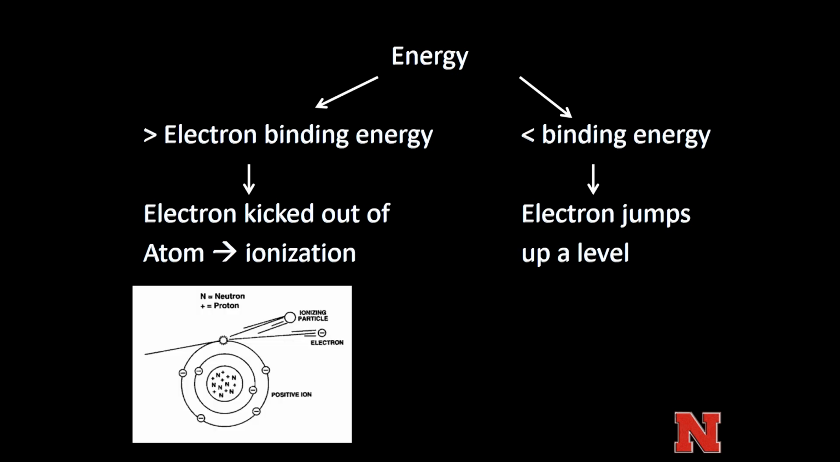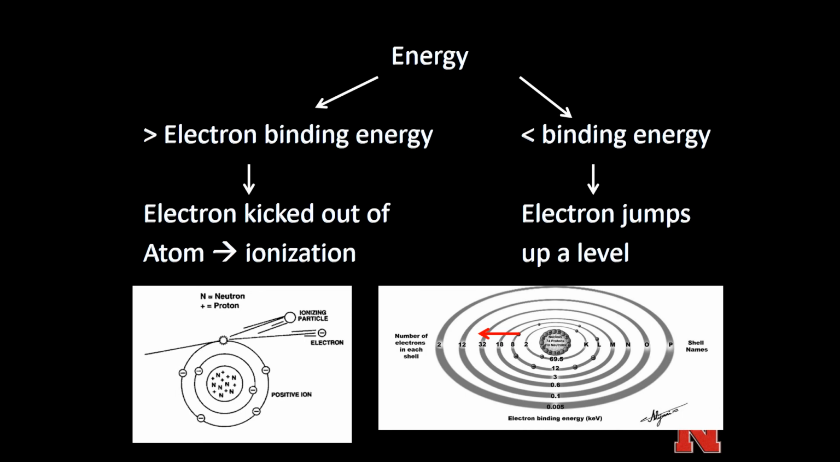So here's a diagram in the left lower hand corner where you can see energy is exerted upon an atom. It's greater than the electron binding energy, creates an ionizing particle, which is a negatively charged electron, which is free from the now positive ion of that prior atom. If the energy is insufficient to kick that electron out, then that electron will just jump up a level. So it will assume that energy and go from like the K shell to, say, the M shell in this example.